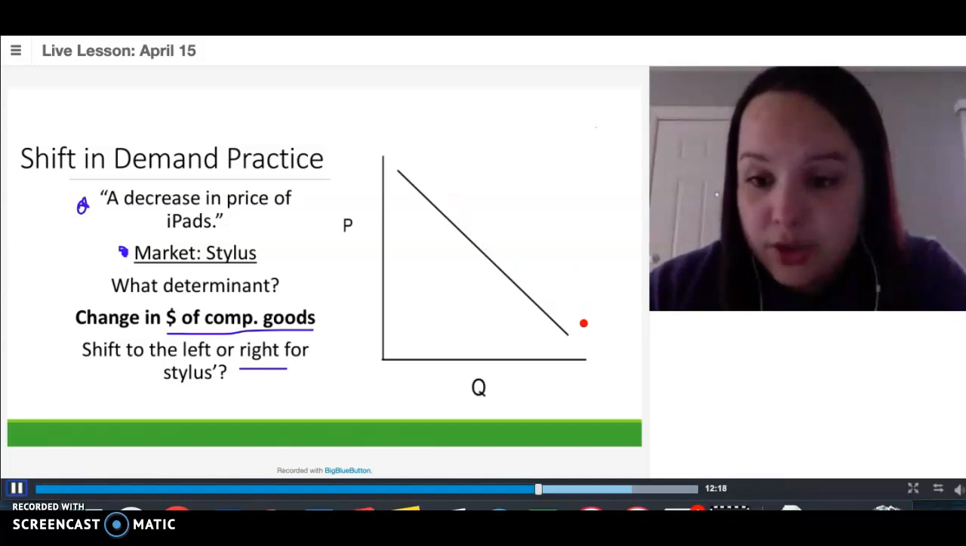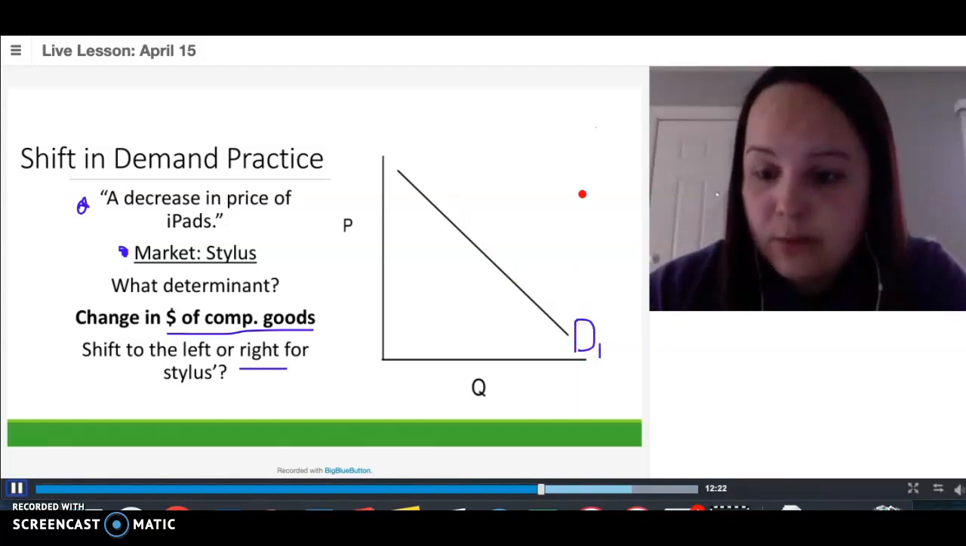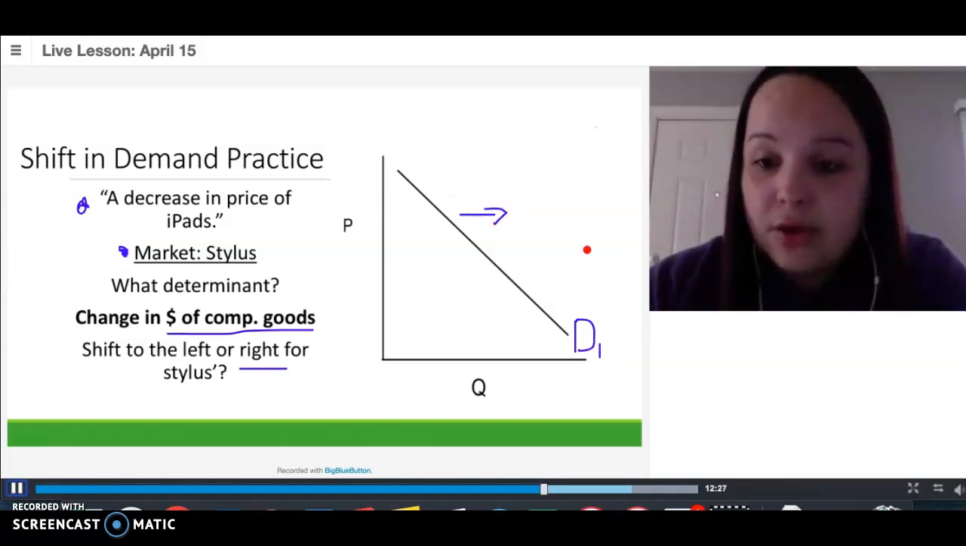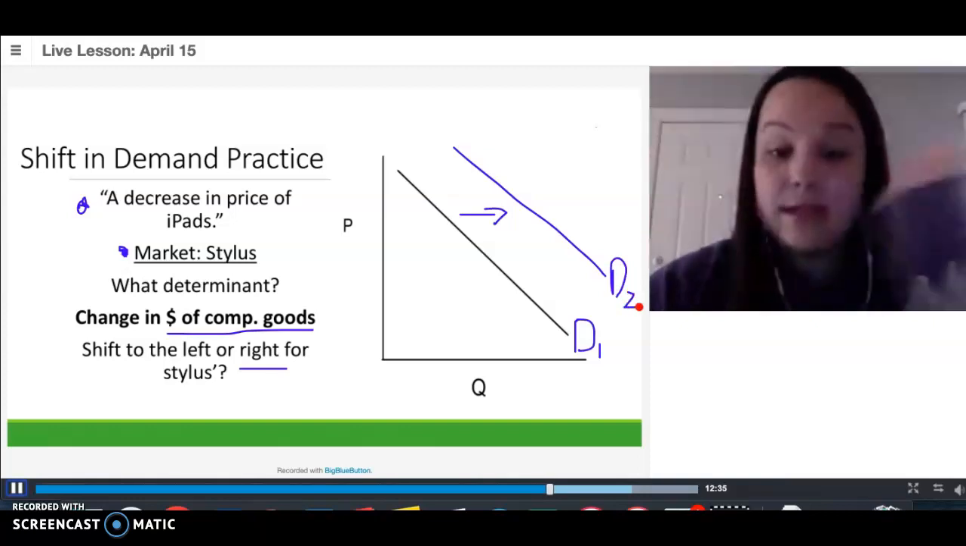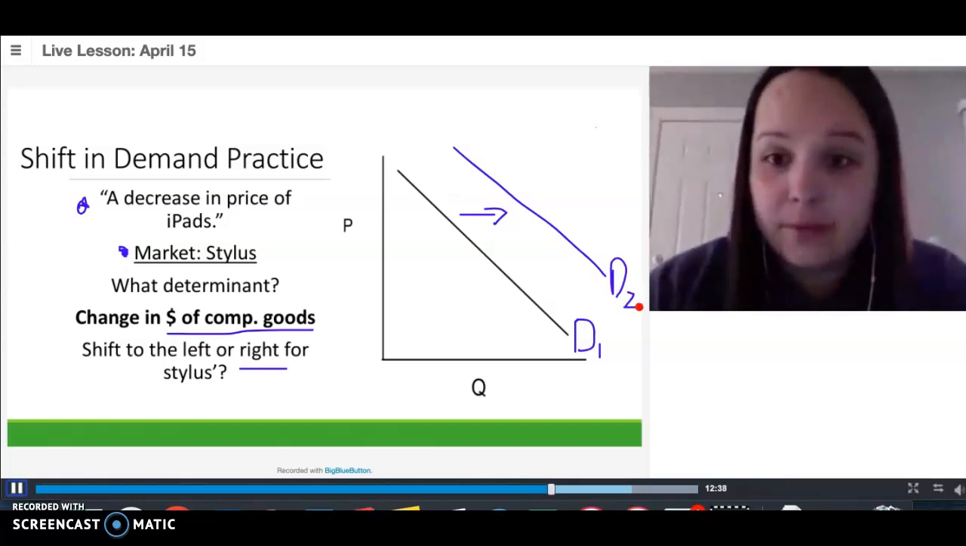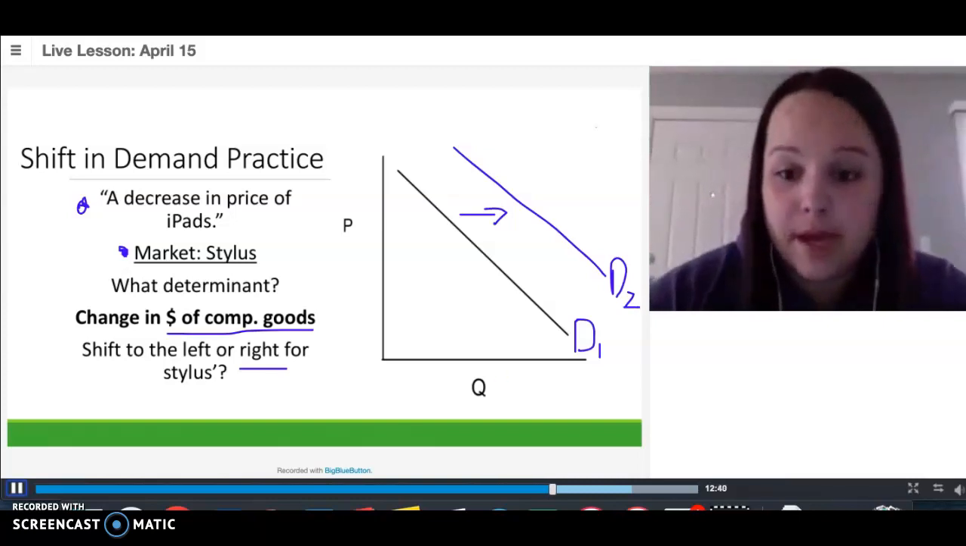So to show a shift, you're first going to label your first curve, if you will, as D1. That's our first demand curve. Draw an arrow to the right to show us that it's increasing, and then you draw a new demand curve. And then label that one D2. So that's using the change in the price of complementary goods to show an increase in demand.